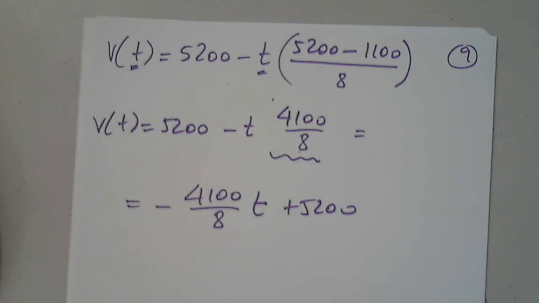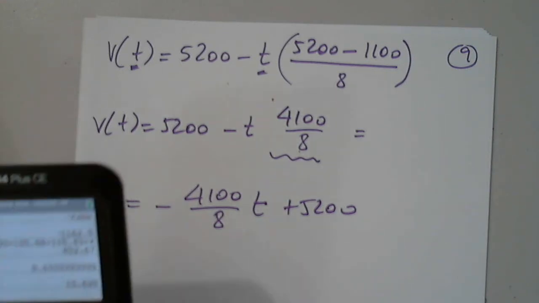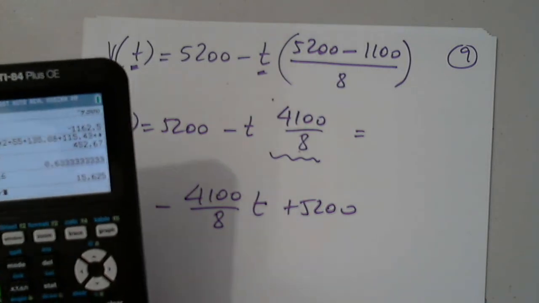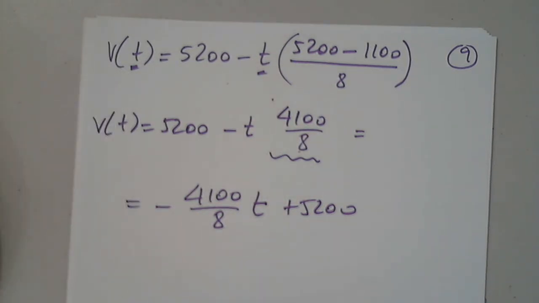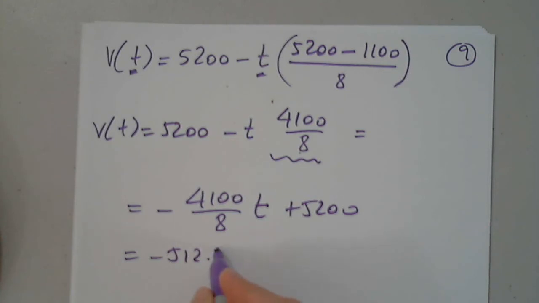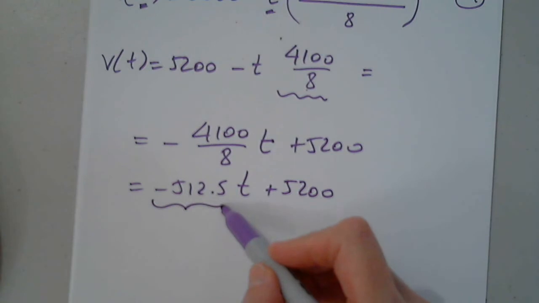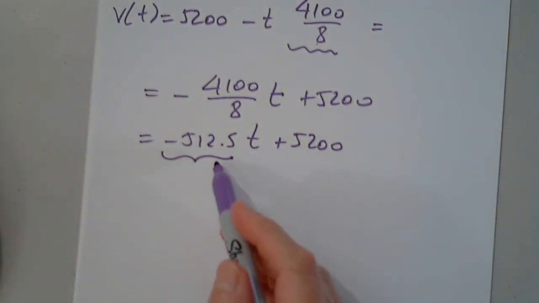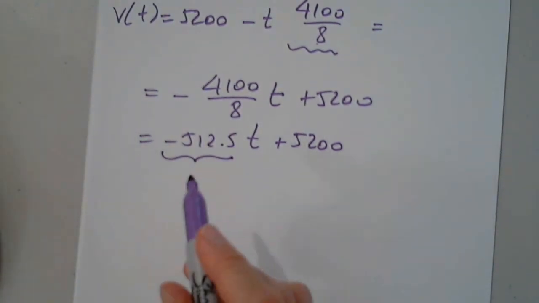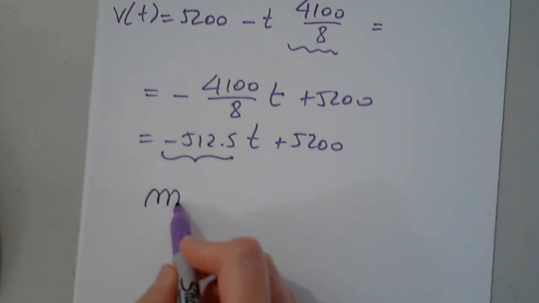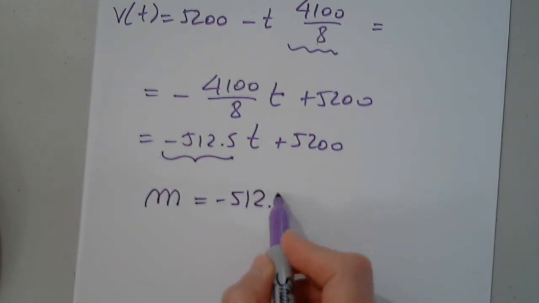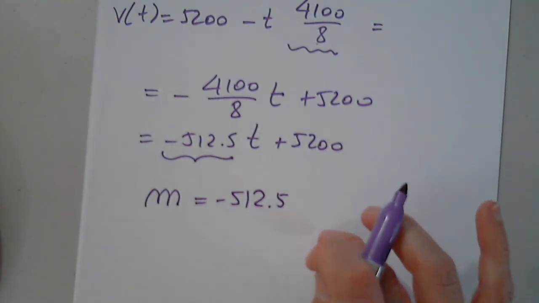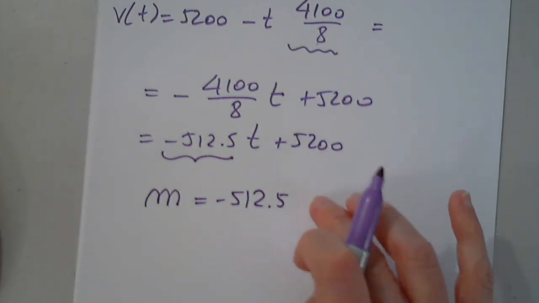Any questions so far? So lazy people use calculators. Minus 512.5 t plus 5,200. This is the slope. And like every slope or average value has 2 measurement units. Can anyone tell us the measurement unit of this? So this is the slope, negative 512.5, and it has 2 measurement units. Can anyone give us the 2 measurement units?